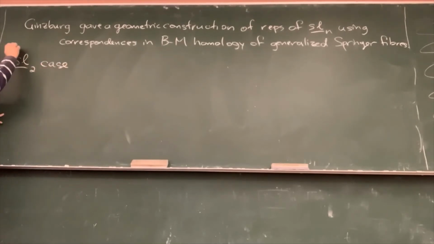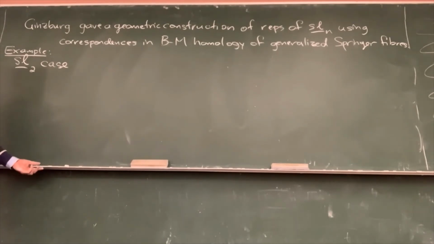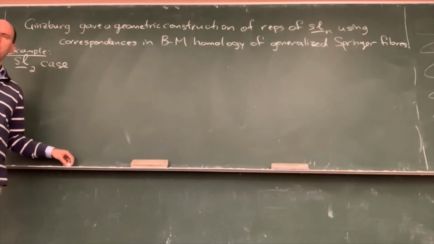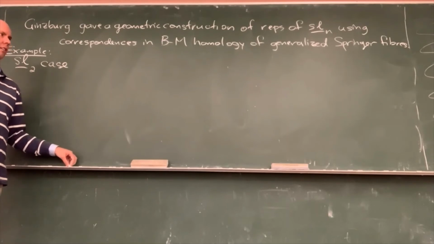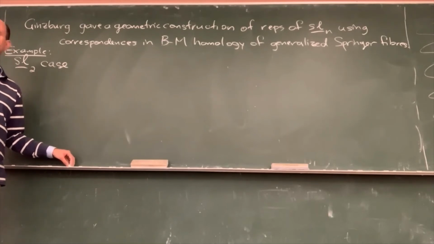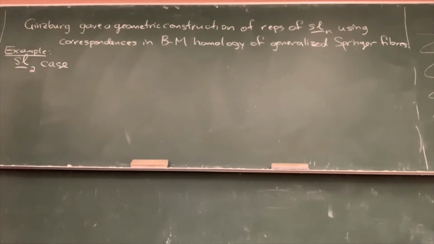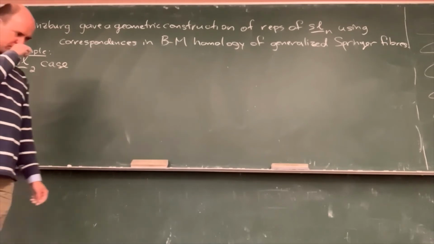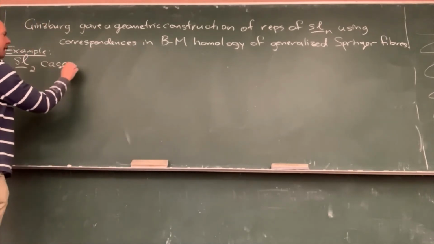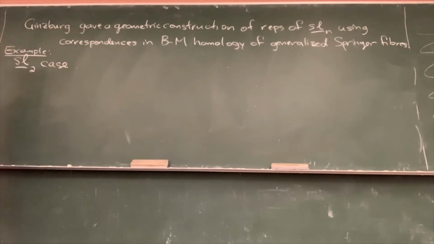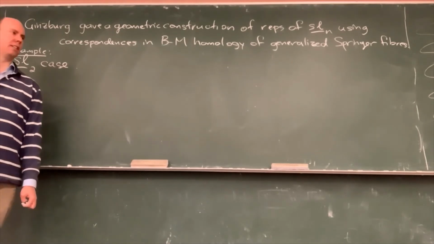So this is the example that I'll describe for the rest of the time. The SL2 case of Ginzburg's construction, and you can find the full thing in chapter 4 of Ginzburg. And there's also a paper on the arXiv by Jog Hamnitzer, which is very nice, which describes 3 different geometric constructions of representations of GLN, including this one. So in the SL2 case, the spaces that are involved in this are cotangent bundles of Grassmannians.